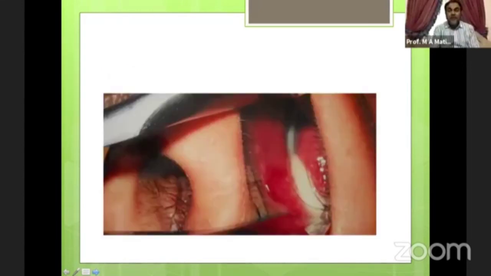Look at this. This is pus. Look at this pus in the middle meatus. In case of acute sinusitis, or even in chronic sinusitis, you can also get some pus in the middle meatus. It is a very important sign of sinusitis, pus in the middle meatus.